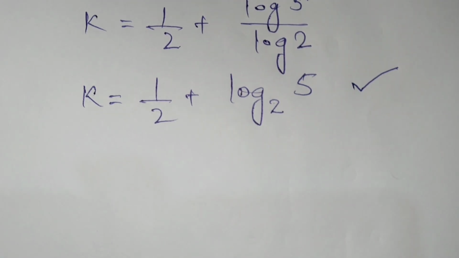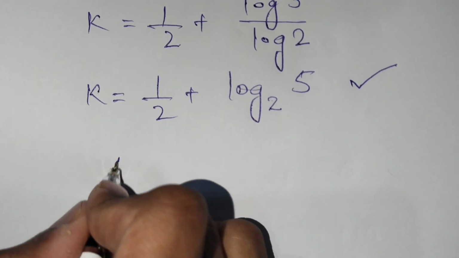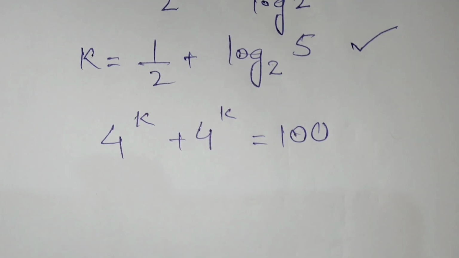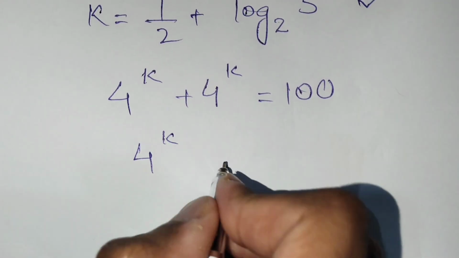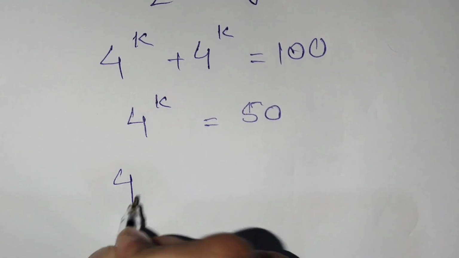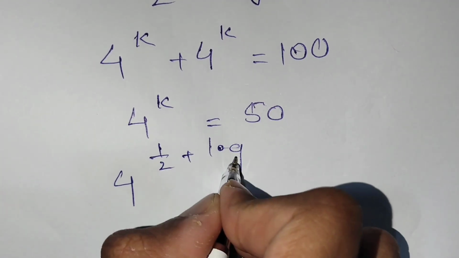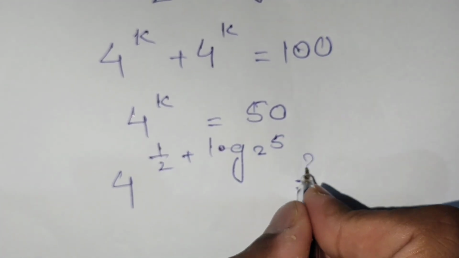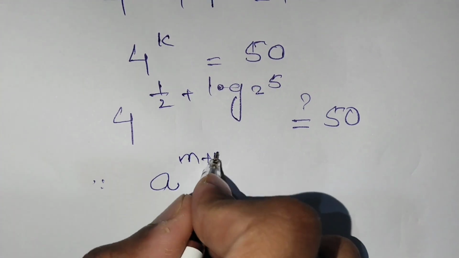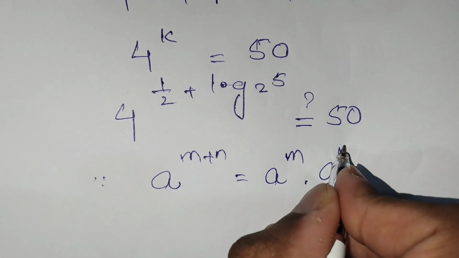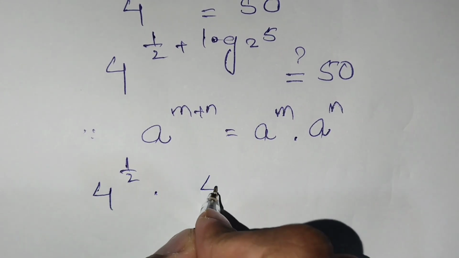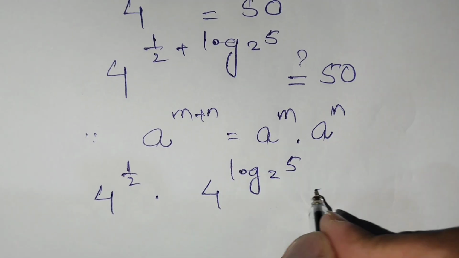Now we'll check this value of k by putting it back in our given equation. 4^k + 4^k = 100, or we can write this as 4^k = 50. Putting the value of k here: 4 power 1/2 plus log of 5 with base 2 equals 50. We know that a power m plus n is written as a power m times a power n. So we have 4^(1/2) times 4^(log of 5 with base 2) equals 50.